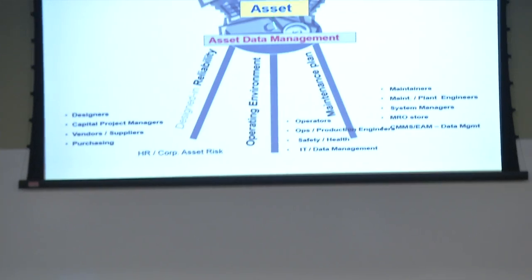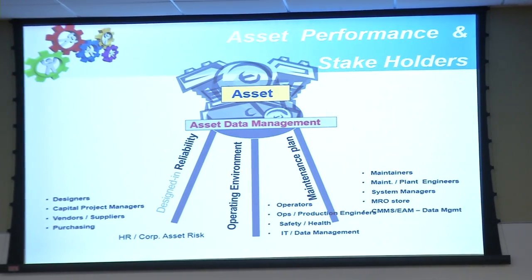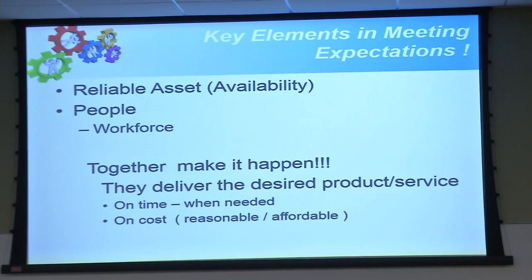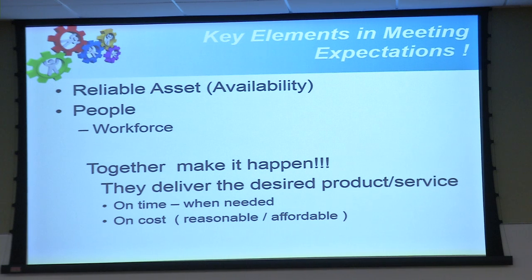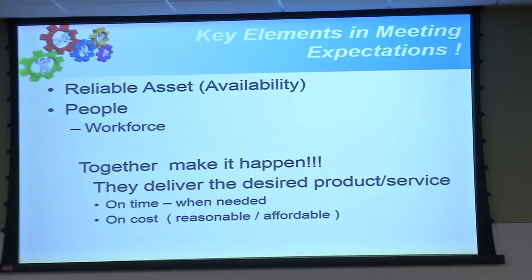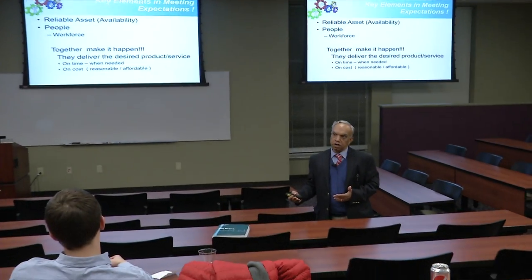And that's what asset management does. That's how we are going to get everybody together to think about what we're going to do together. Then maintenance. And all these are players in the performance of this asset. So key elements in meeting the expectations are assets and people, and together they're going to make it happen. Again, when I say people, whether it's the operator, your maintenance engineer or your designer, all have to have knowledge or understanding of why we are doing this, why it's being done, and they work together for the best value, what we're going to get out of that.